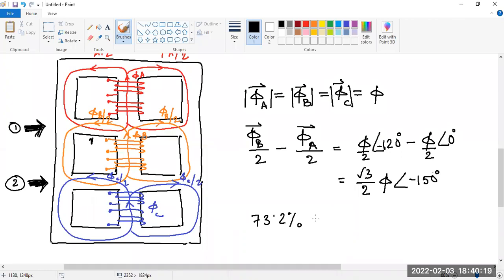So extra amount of flux is flowing in the central limb, and not very less. It is 73% extra. Is it possible to allow this extra percentage of flux in these limbs?